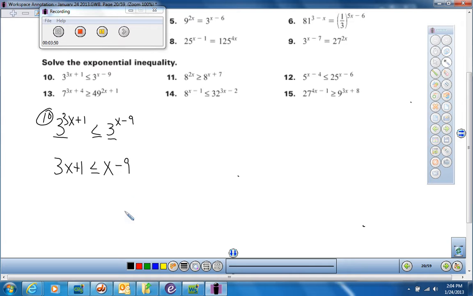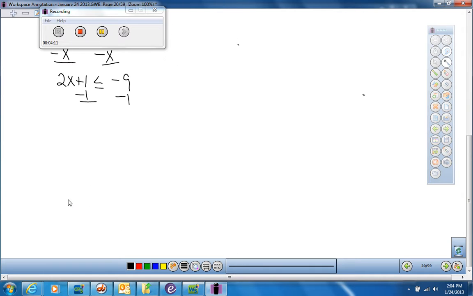x minus 9. Okay, I'm going to get my x's together. It doesn't really matter which way you move, but typically we like our x's on the left side, especially when we're doing inequalities if we were graphing them. But anyway, we end up with 3x minus x gives us 2x plus 1 is less than or equal to negative 9. Subtract 1. Okay, and so we end up with 2x is less than or equal to negative 10. And then we're going to divide both sides by 2. So we end up with x is less than or equal to negative 5.